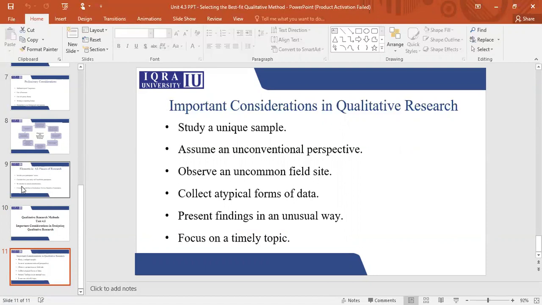So basically in this topic of Unit 4, we discussed what your research problem is, how you should formulate your research problem, and how you should find your research design according to your research problem.